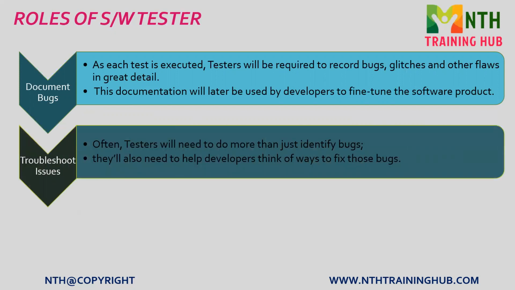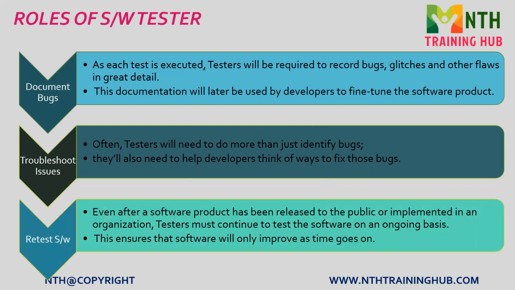Now, troubleshoot issues. Often testers will need to do more than identify bugs, and they need to help the developers think of ways to fix their bugs. Once the software developer modifies the program according to your complaints, you are again going to conduct the test, which is called a regression test. Even after the software product has been released to the public or market, testers must continue to test the software on an ongoing basis. That's also known as regression testing, which ensures the software keeps improving as time increases.